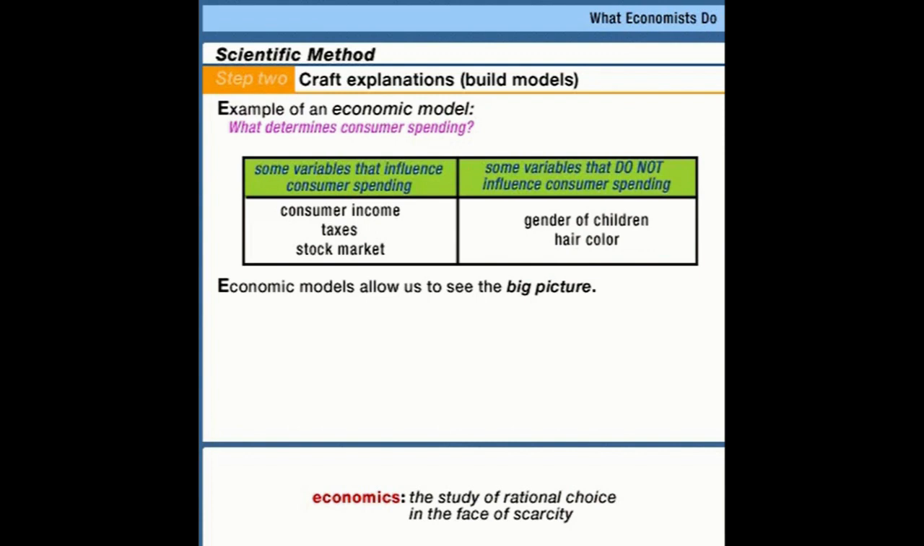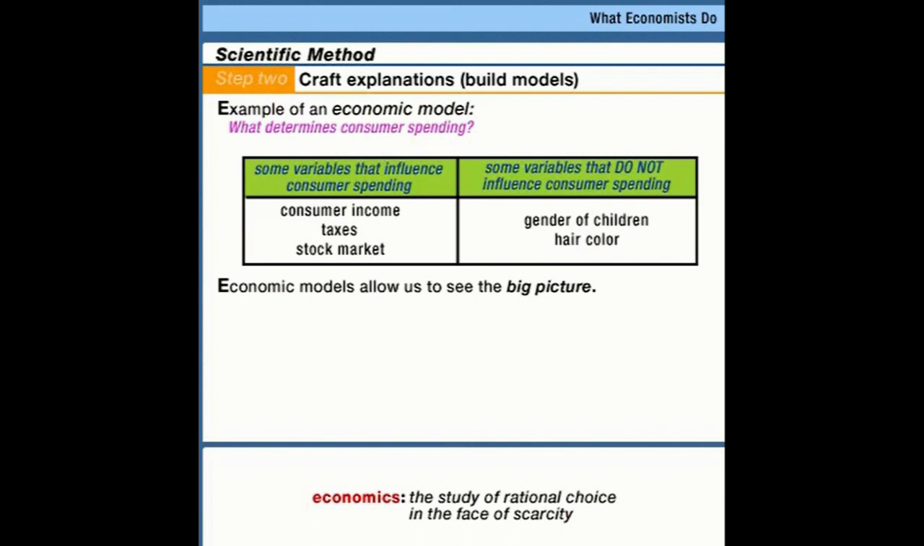So, we build a model, and perhaps that model is a story whereby people make spending decisions based on their income, their taxes, and their age. People who are younger tend to spend more, then save more in their middle years, and spend it in retirement. And we build a relationship among these variables, and that becomes our model of how consumers make their spending decisions.